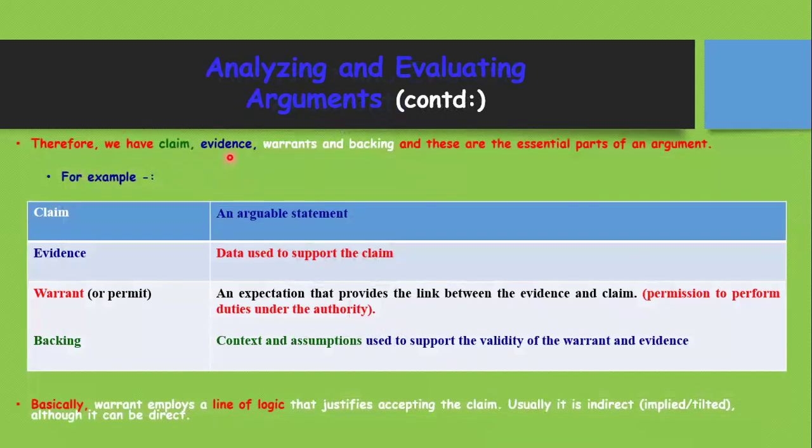So therefore, we have claim, evidence, warrants, and backing, and these are the essential parts of an argument. For example, what would be the claim? A claim is basically an arguable statement. When you provide some statement about which you can make an argument, that is known as a claim. What is evidence? Evidence means data. Data that you provide to support your claim. For example, if I am claiming that inflation in Pakistan is increasing, this is a claim. Someone may ask me, how do you know that the inflation rate of Pakistan is increasing?